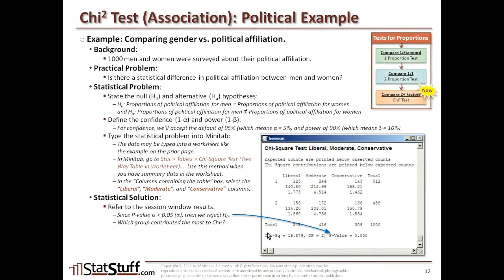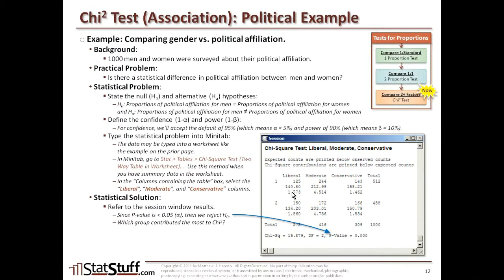And so we might ask ourselves next, which group contributed the most to the Chi-Square test statistic? Well, according to this, the Chi-Square test statistic is 15.879, or almost 16. So in this case, what we're going to look at is the breakout that it has for each of these portions that are listed in here. So the way that's read is the first value that's within here, like under liberal, and 1 representing the men, that's the actual that we've seen, 125. The number beneath that represents the expected, 140.8, or averaging it to 141.